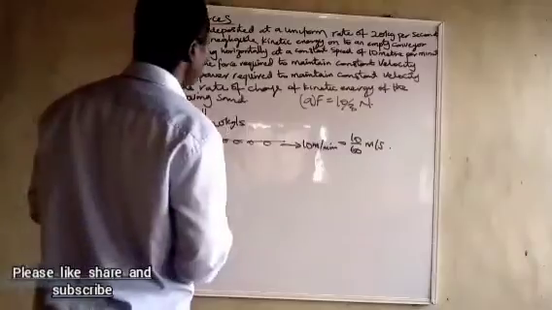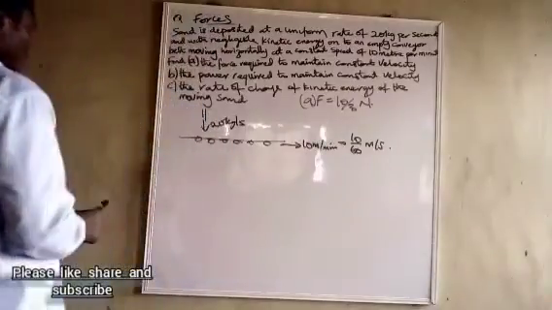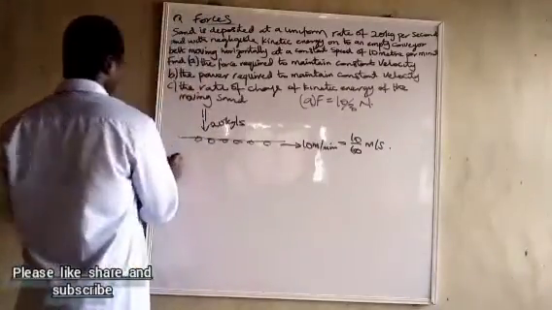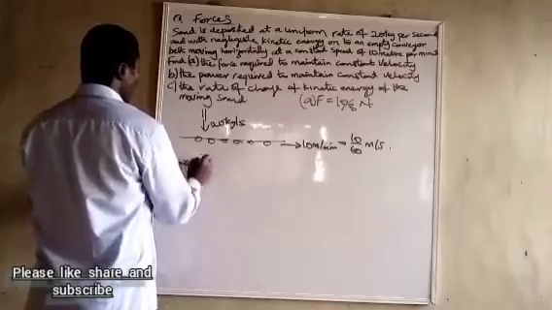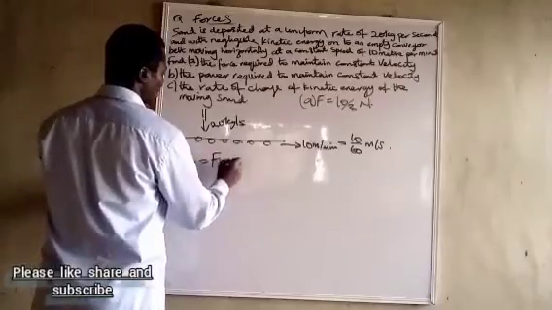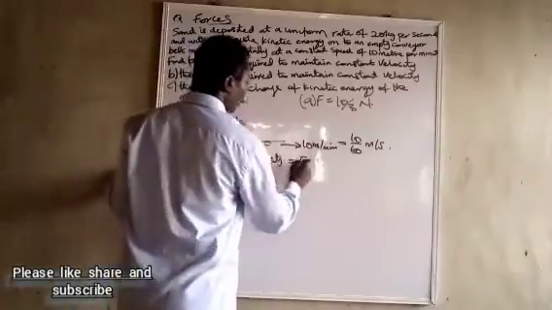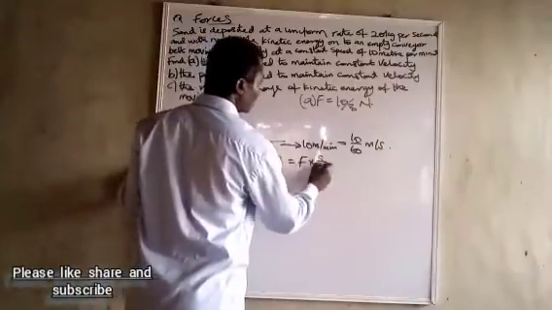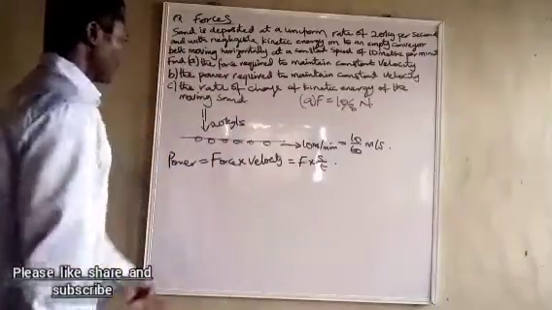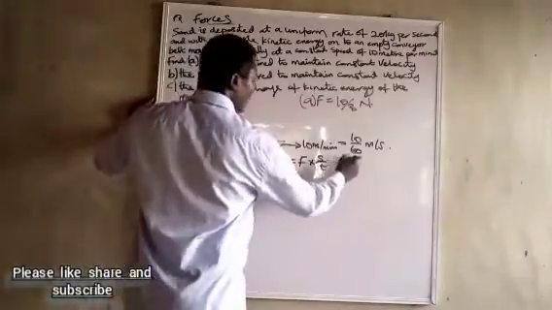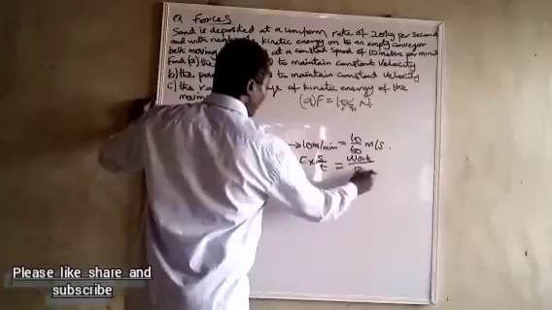Now we have to find the power required to maintain constant velocity. In this case we have found the force. And power equals force times velocity, or force times change in distance per second. So we also say it is work per second.